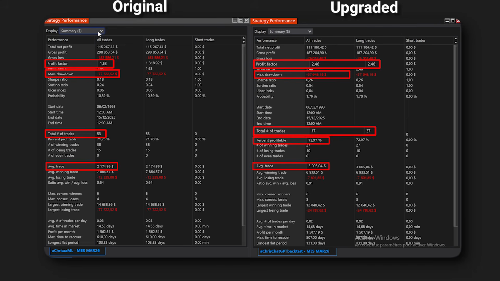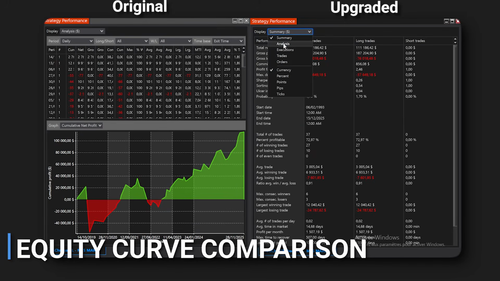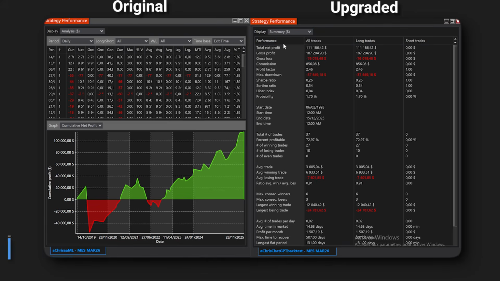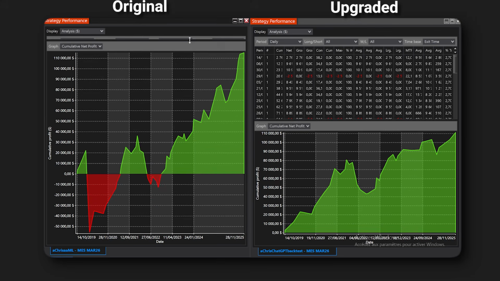This is exactly what we expect when applying a probability filter. Fewer trades, higher quality, and much better stability. Equity curve comparison. Let's move to the equity curves. On the left, the equity curve is extremely unstable. You can see long periods of stagnation, deep drawdowns, and an overall inconsistent trajectory.